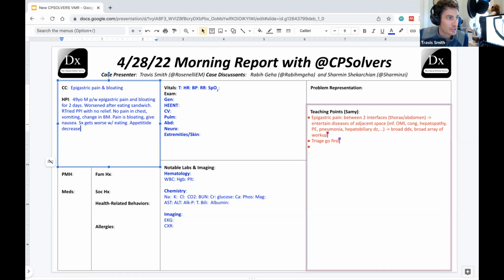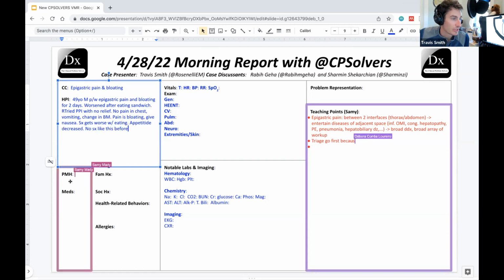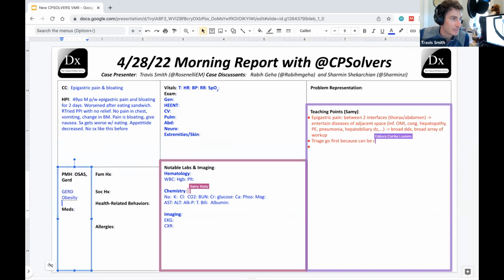His past medical history, he's got obstructive sleep apnea, GERD, obesity, alcoholic fatty liver disease, hypertension, for which he takes atenolol. He has a surgical history. He just had a colonoscopy that was normal about 12 years ago, but no other intra-abdominal surgeries.